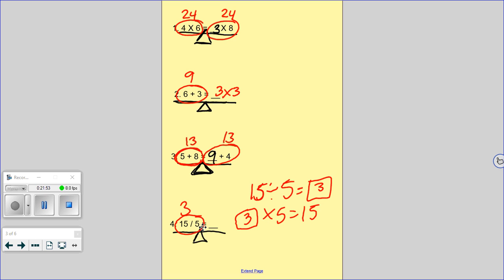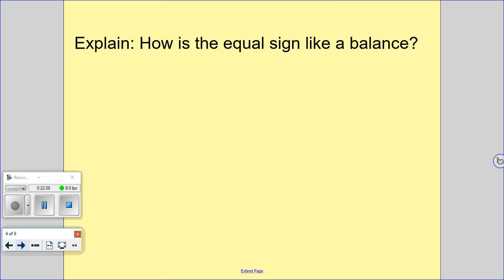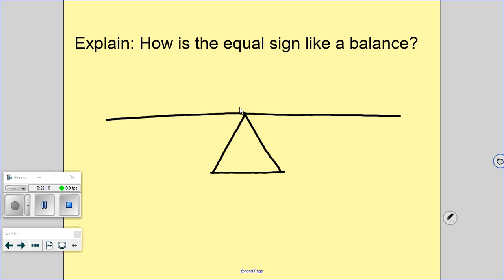Does this make sense? Alright, on your whiteboard, I want you to draw a balance. We have been drawing balances under our equations. A big balance. It should go across your board. No, you draw a triangle, and then you draw a line across. That is your balance. Huge one. If you would please put an equal sign inside your balance, because that's where your equal sign goes, right at that balance. So your board should look like my board.